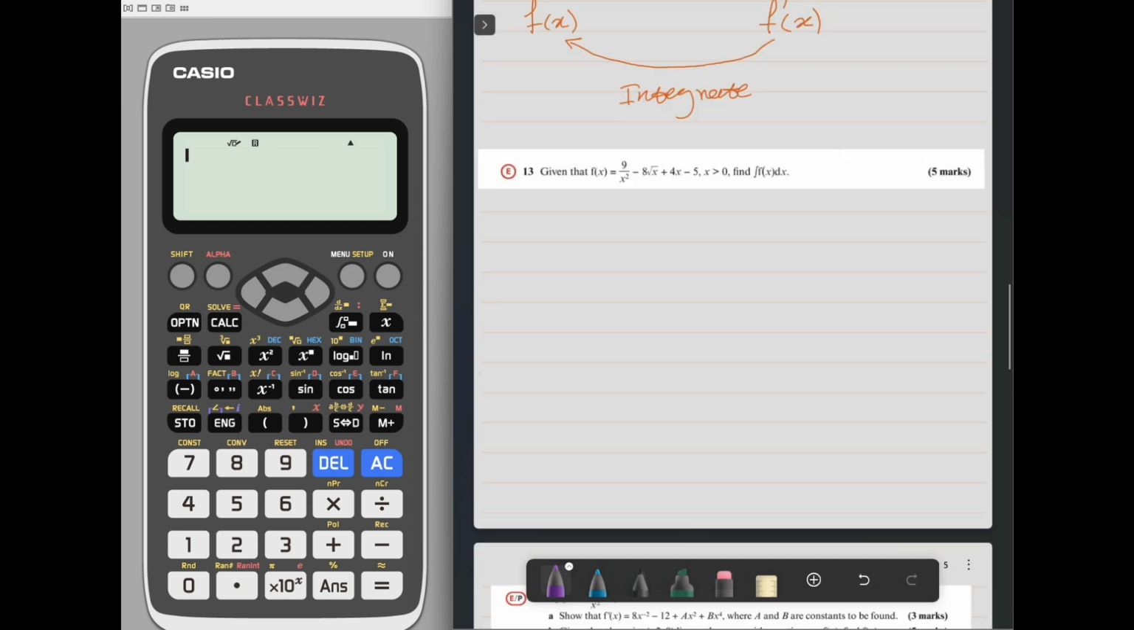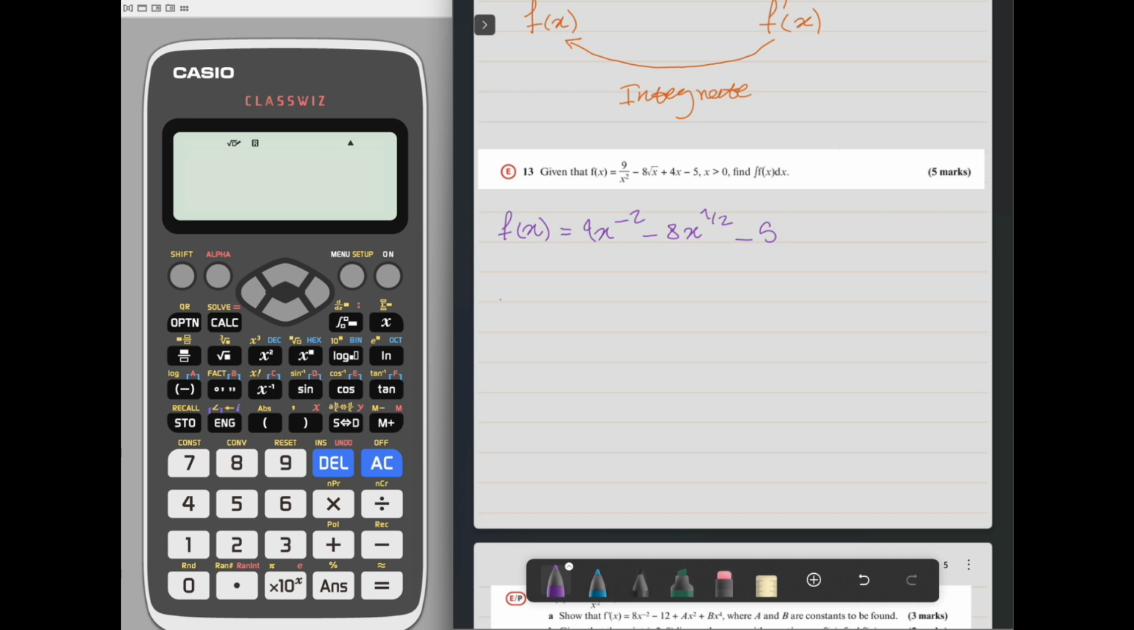So, given that f of x is equal to 9 over x squared minus 8 root x plus 4x minus 5, where x is greater than 0, find the integration of f of x with respect to x. Okay, sure. So guys, first things first, you are going to write your expression in the index form. So I'm just gonna write 9x to the power of minus 2 minus 8x to the power of 1 over 2 minus 5. If you can't do this, just go back to the first chapter and do all of it again, because the first chapter is all about indices, okay? And we have to write this in the index form to be able to integrate it.